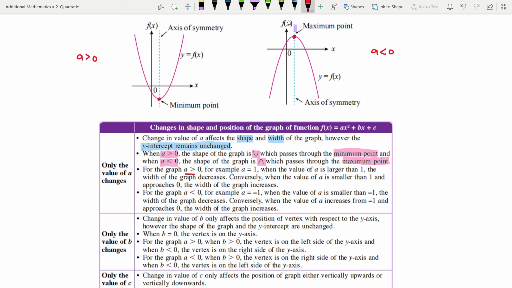For the graph a is greater than 0, for example a equal to 1, when the value of a is larger than 1, the width of the graph decreases. Conversely, when the value of a is smaller than 1 and approaches 0, the width of the graph increases. Let's put this information in table form so that we can see it clearer.